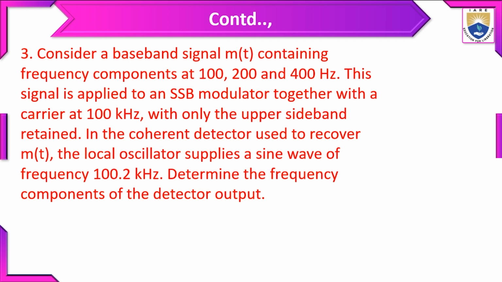So here the baseband has three frequency components: 100, 200, 400. This baseband signal is applied to an SSB modulator and the carrier is 100 kHz. And here only the upper sideband. Why? Because SSB means single sideband, single means either upper or lower. But in this problem, they have given only the upper sideband.